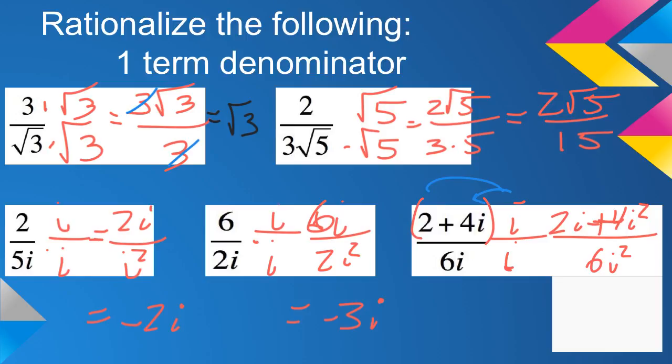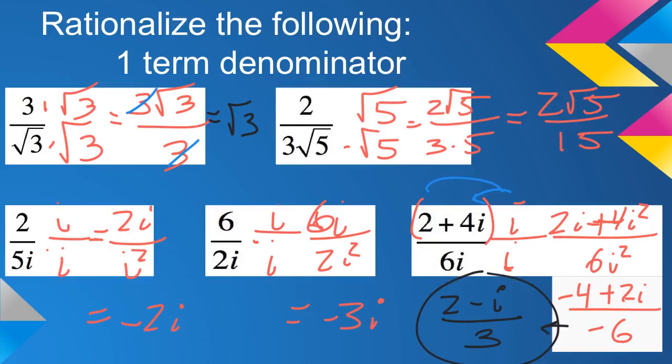So this is really -4 plus 2I all over -6, which that is going to require one more step of simplification, because you can reduce all of that with the negative and the 2 that goes into all these. So this is going to become a 2 minus I all over 3 as our reduction occurs and all that.